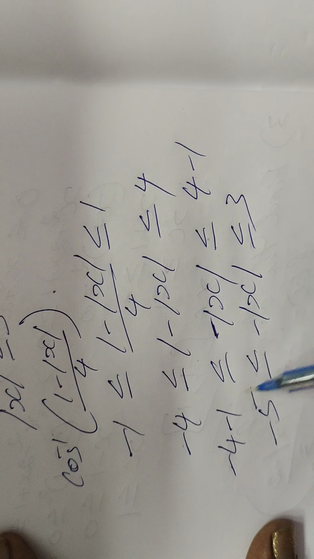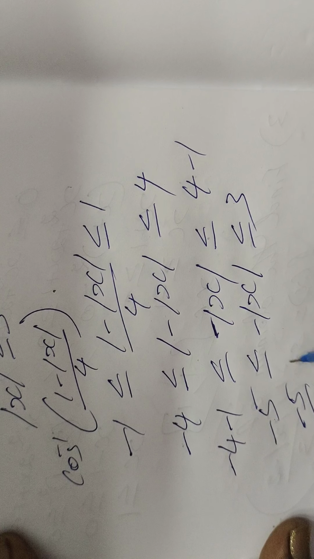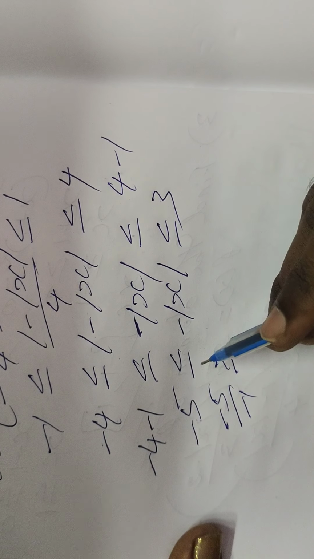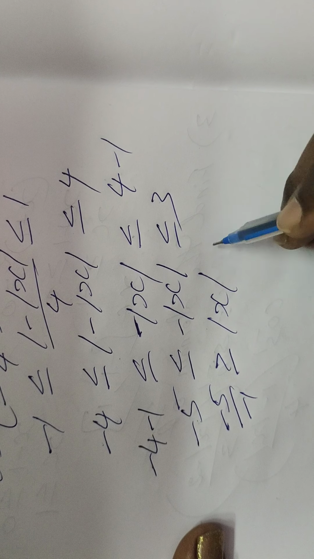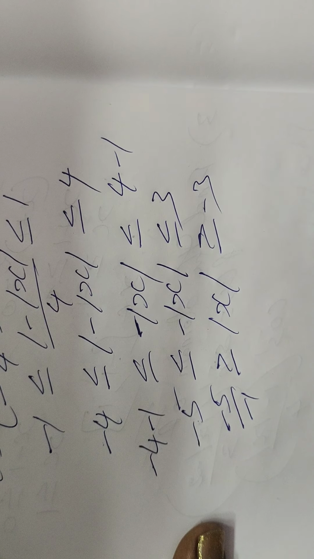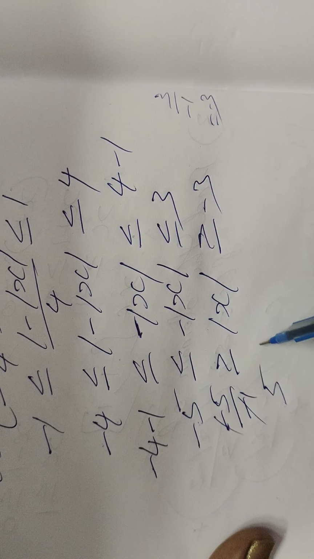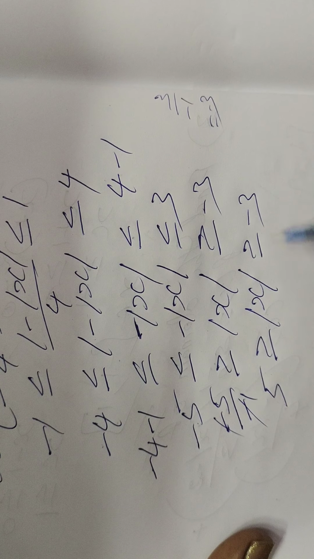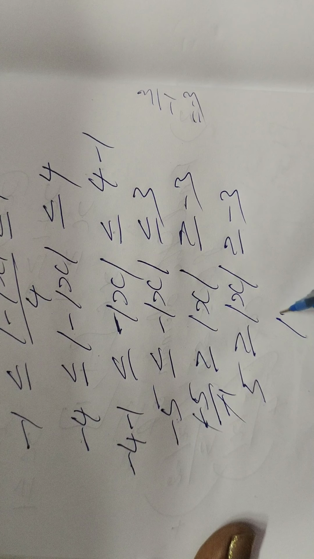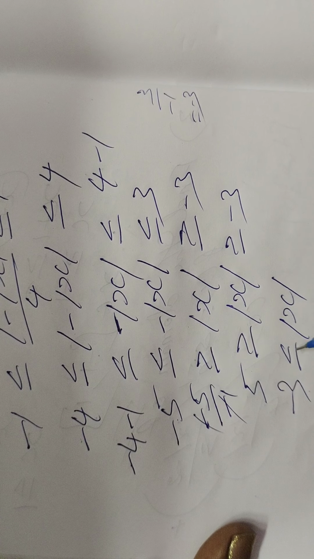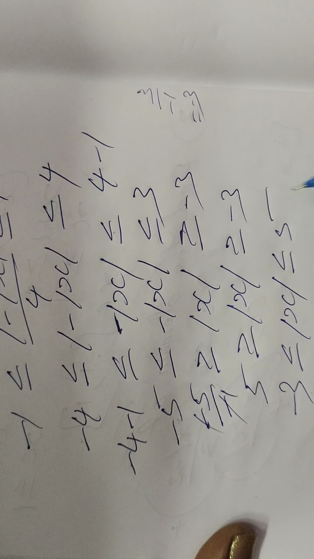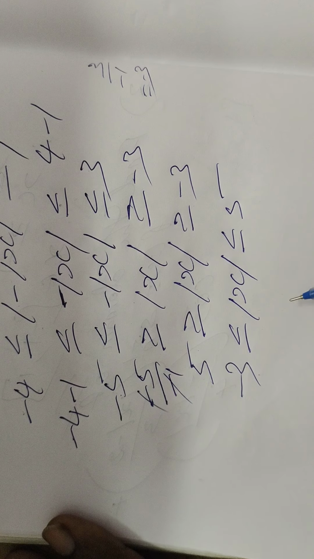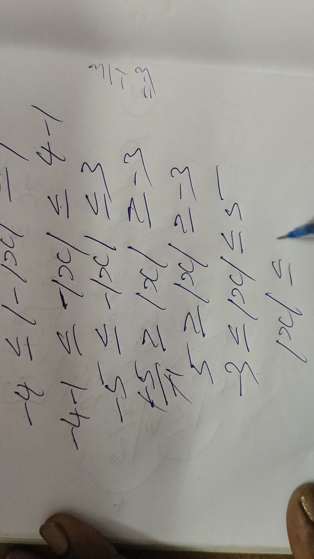Then divide through by the minus sign. So minus 5 by minus 1, the inequality sign will change, greater than or equal to modulus of x greater than or equal to 3 by minus 1, which is minus 3. Minus minus cancel, so we will get 5 greater than or equal to modulus of x greater than or equal to minus 3. This also can be written as minus 3 less than or equal to modulus of x less than or equal to 5. So together this can be written as modulus of x less than or equal to 5, equation number 2.